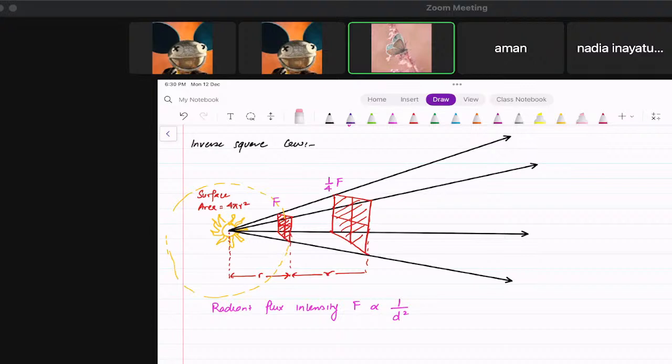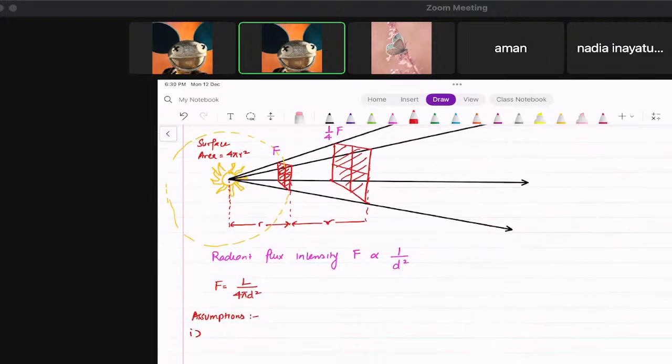Okay, now what we're saying is that this equation F equals L over 4 pi d square has certain assumptions as well. The first assumption that we're going to follow is that the power of the star radiates uniformly through space, which means that each side is getting equal power. Do you understand?